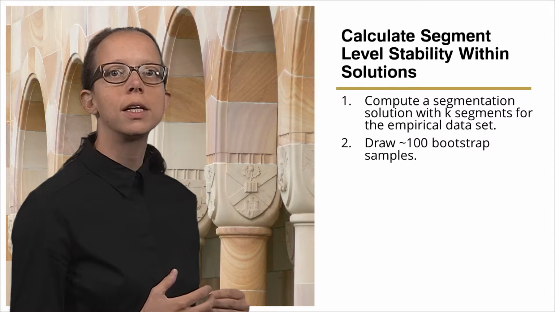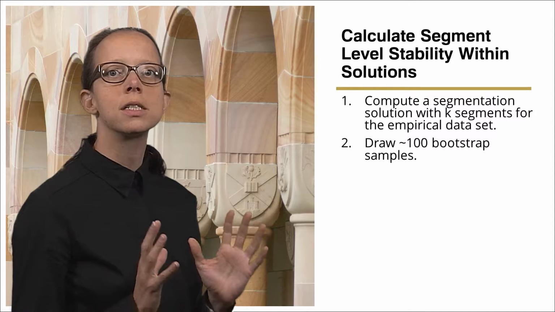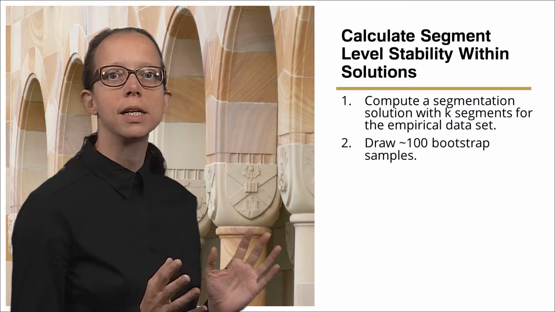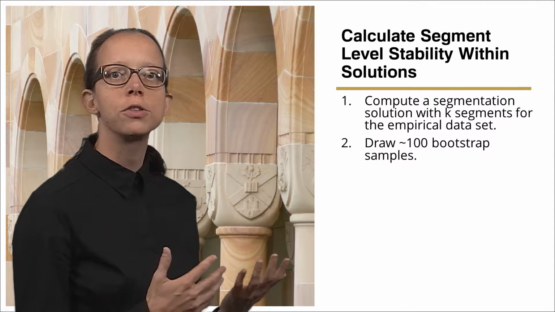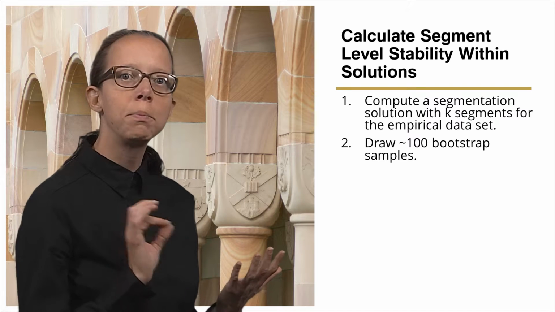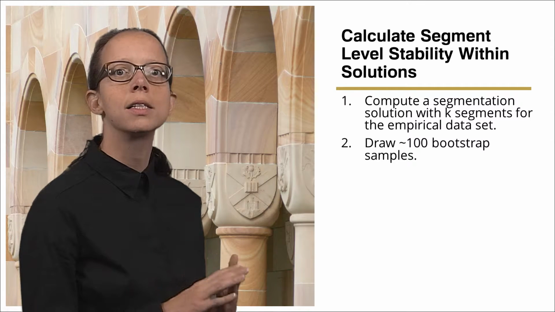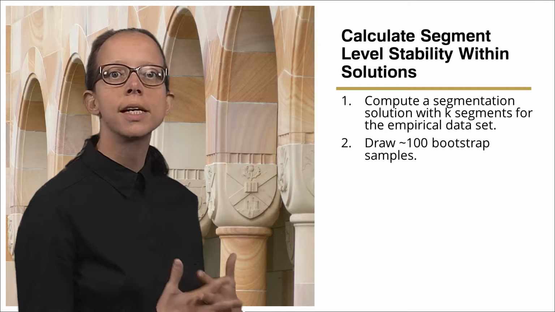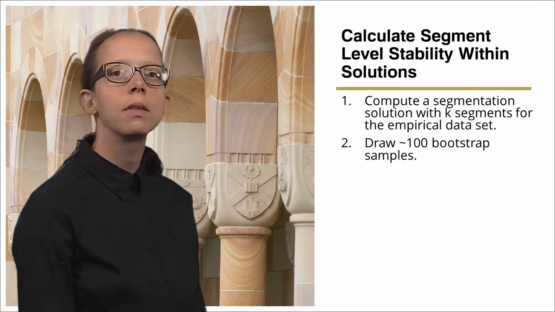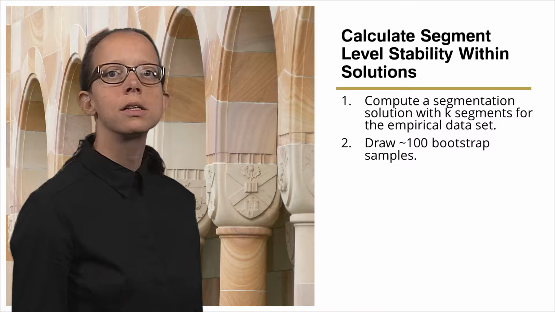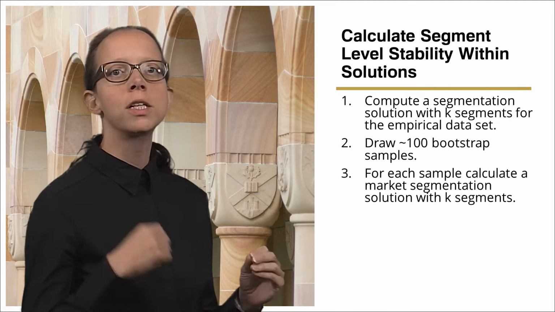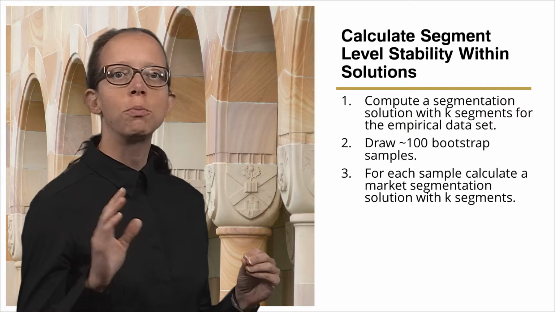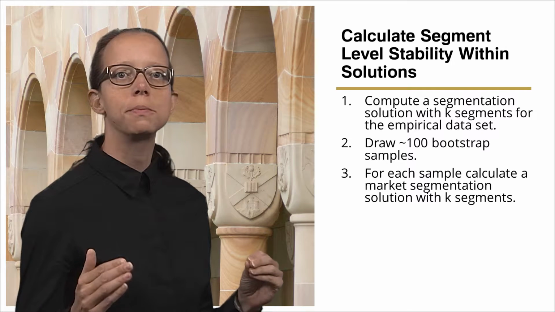The reason for using a number of slightly different datasets is the same as it was for global stability analysis. Because our sample is not a perfect reflection of the actual consumers, we add a bit of noise to make the results of the analysis less dependent on the exact nature of our sample. Based on our experience, drawing about 100 bootstrap samples works well. Next, we extract k market segments from each one of those bootstrap samples.